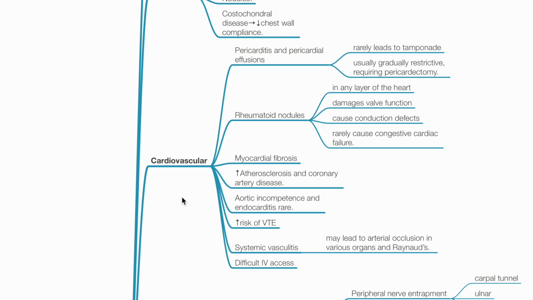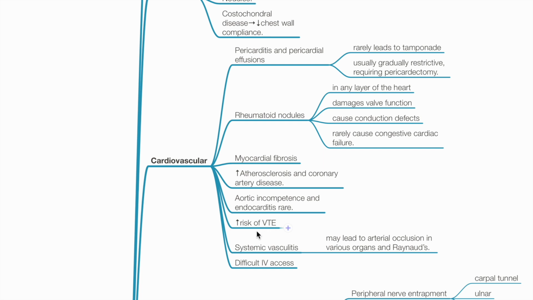Cardiovascular manifestations include pericarditis and pericardial effusions. This rarely leads to tamponade. It is usually gradually restrictive, requiring pericardectomy. Rheumatoid nodules may affect any layer of the heart. It may damage valve function, cause conduction defects, and rarely cause congestive heart failure. Myocardial fibrosis, atherosclerosis, coronary artery disease, aortic incompetence, and endocarditis may occur.